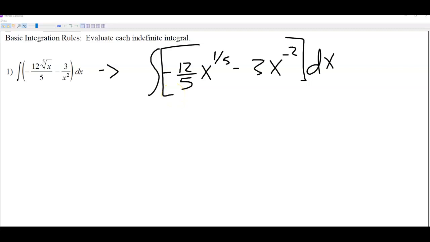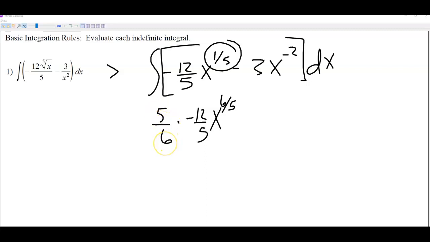The next thing we do when you do the power rule is you add 1 to the power. Now when you add 1 to a fraction, that's like adding the top and bottom together. So you get 6, and then you keep the denominator the same. Usually we would divide by that new power, but in this case, since it's a fraction, we're actually going to multiply by the reciprocal. Okay, so that's the integration of that first piece.